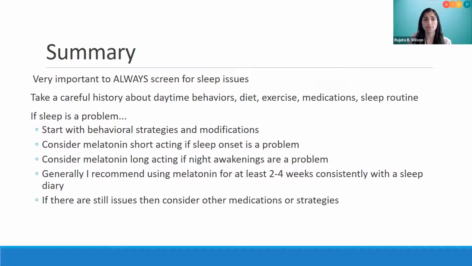So again, starting with behavioral strategies and modifications, considering short acting melatonin if sleep onset is a problem, considering long acting melatonin if night awakenings are a problem. Generally, I recommend using melatonin for at least 2 to 4 weeks consistently with a sleep diary. And then if there are still other issues, considering other medications or strategies.